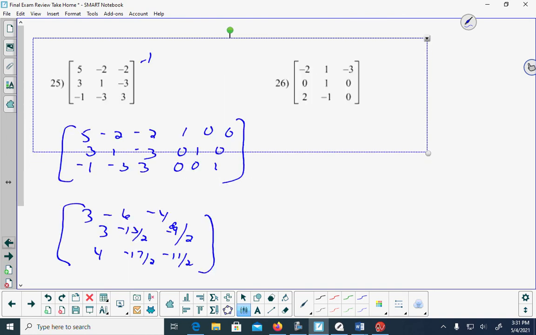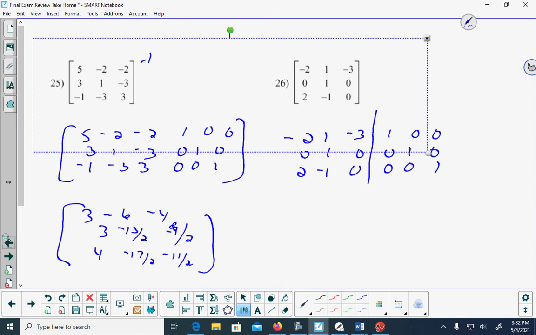I'm going to actually do 26 because I do have fractions in 26, but they're better fractions. So I only really want to do one. So let's just do this one. I am going to write this very, very neat. So negative 2, 1, negative 3, 0, 1, 0, 2, negative 1, 0. Then I'm putting the identity next to it. And I'm just going to draw a line.